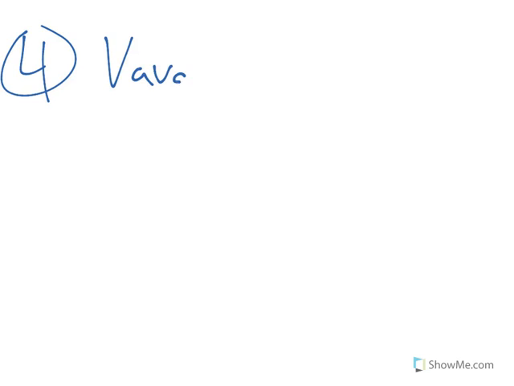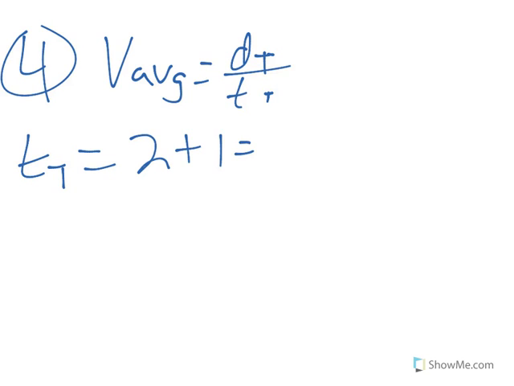Well, just like that previous problem, average speed is equal to the total distance divided by the total time. We have to find the total time. In this case, it is easy to calculate because we go for 2 hours and then for another hour. So 2 plus 1 equals 3.